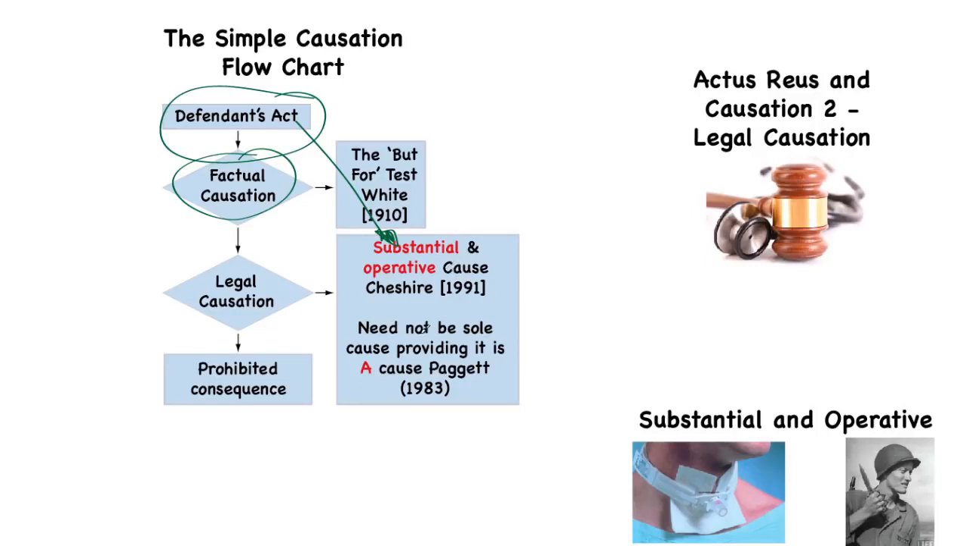The second area to look at is to say it doesn't have to be the sole cause, providing that it is a cause. And what I mean by that is that it doesn't have to be the only cause of death, providing that it is one of the causes, and that cause needs to be both substantial and operative. If that's the case and we can show yes to that and yes to that, then we can say that legal causation has been shown and that we have a prohibited consequence.